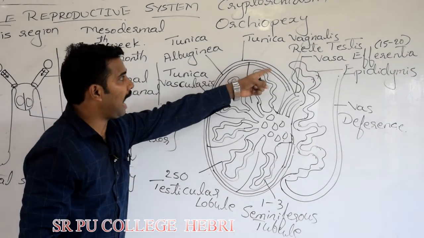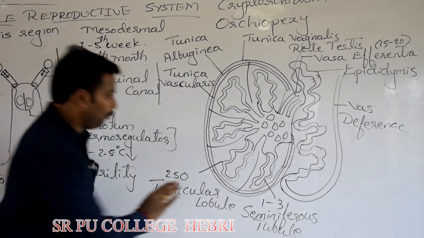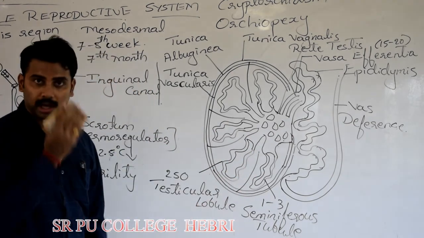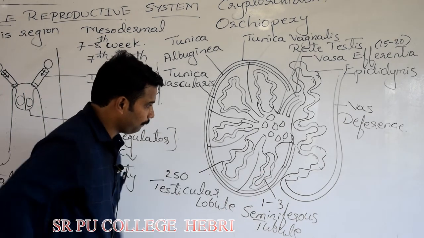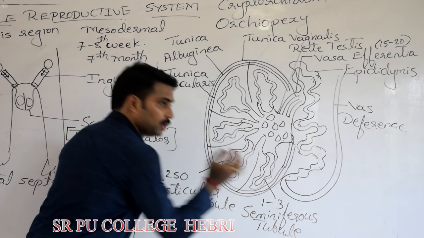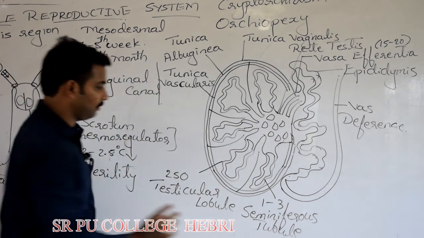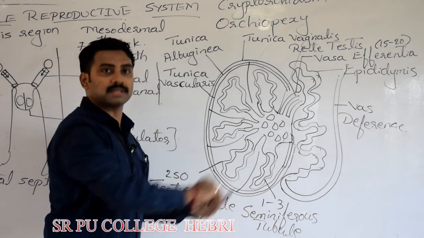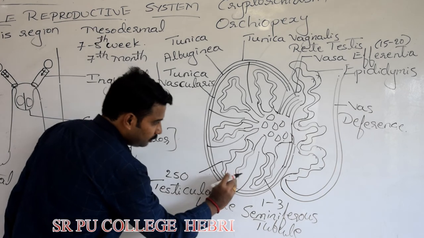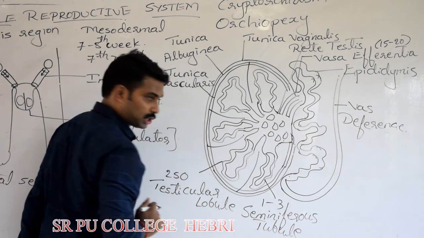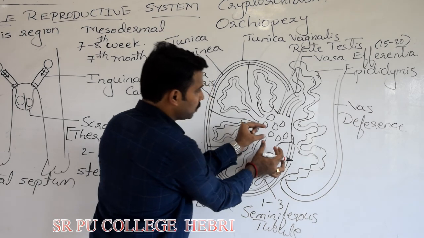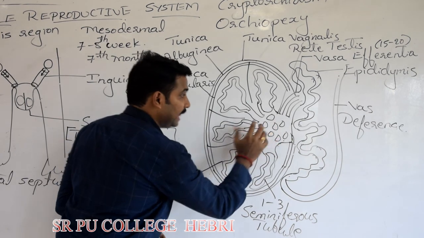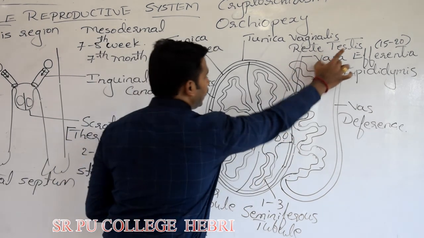Is that clear? I repeat it, very important, try to understand. The tunica albuginea, the middle layer, will infold and form 250 compartments called testicular lobule. In each lobule, we will find 1 to 3 structural and functional units of the testis called seminiferous tubule, inside which sperms are formed. Hope you can imagine. These sperms pass through seminiferous tubule. These seminiferous tubules join and lead to a network of vessels, visible. This is a network of vessels called rete testis.